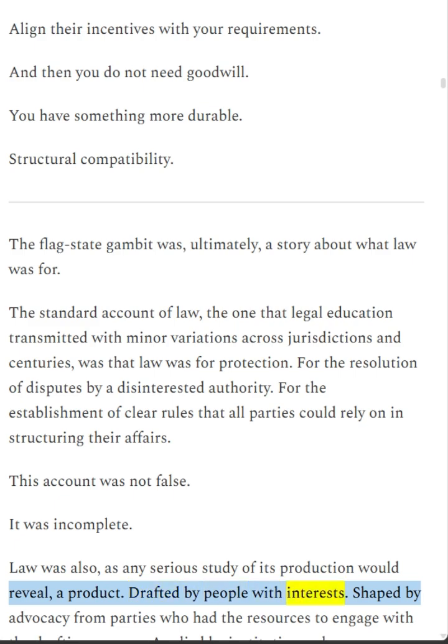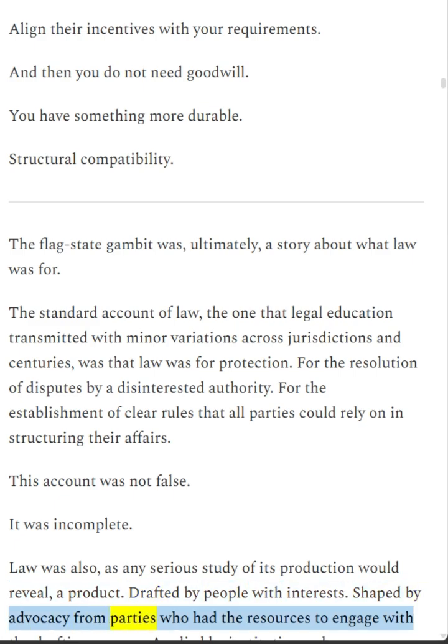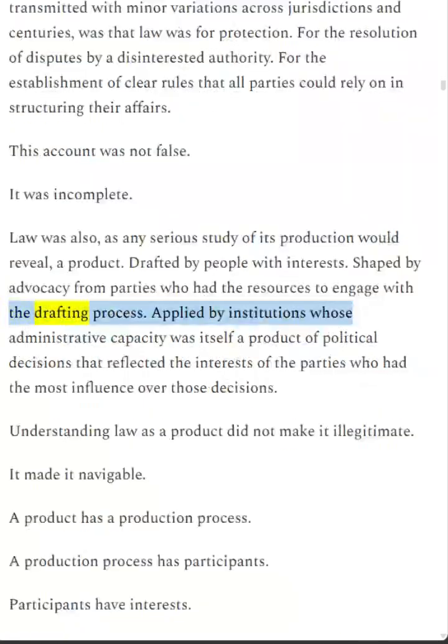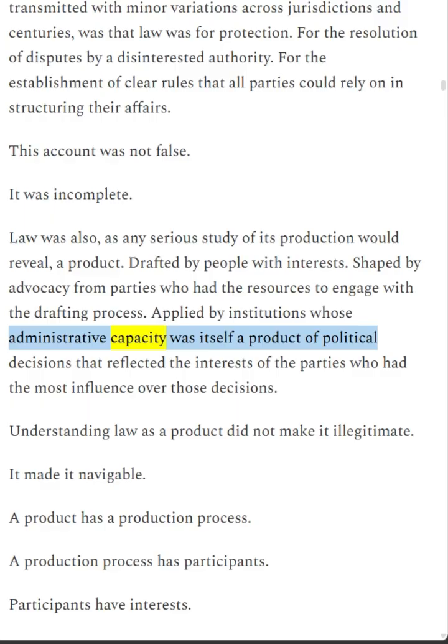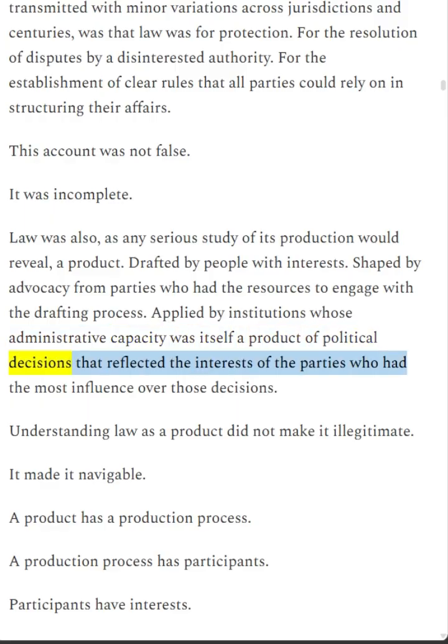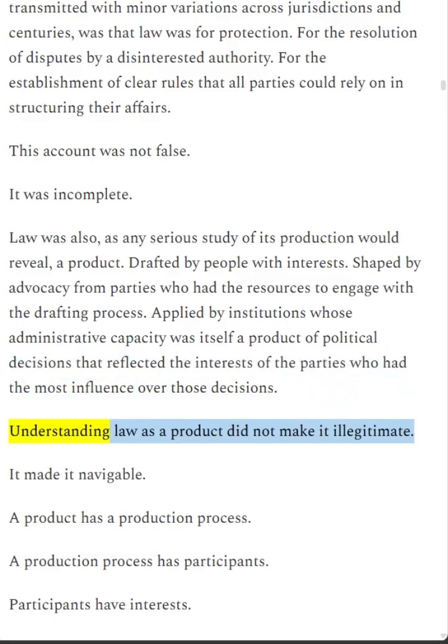Law was also, as any serious study of its production would reveal, a product, drafted by people with interests, shaped by advocacy from parties who had the resources to engage with the drafting process, applied by institutions whose administrative capacity was itself a product of political decisions that reflected the interests of the parties who had the most influence over those decisions. Understanding law as a product did not make it illegitimate.